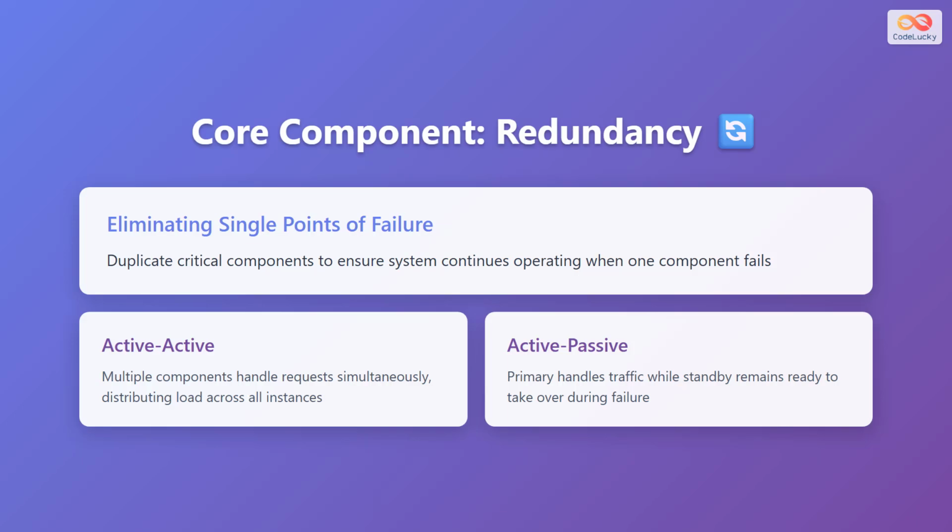Active-passive redundancy involves a primary component handling all traffic, while a standby component remains ready to take over during a failure. While this approach uses resources less efficiently, it provides a clear failover path and is simpler to implement for certain workloads.